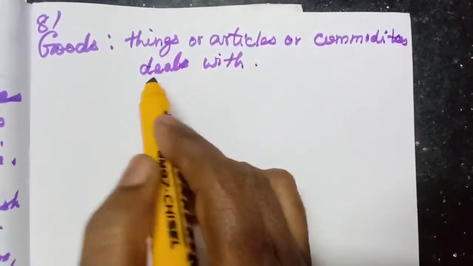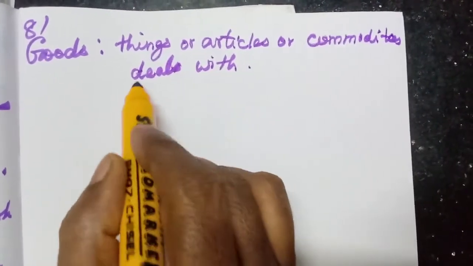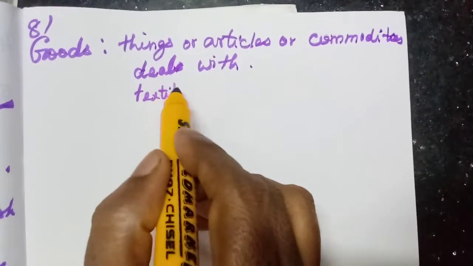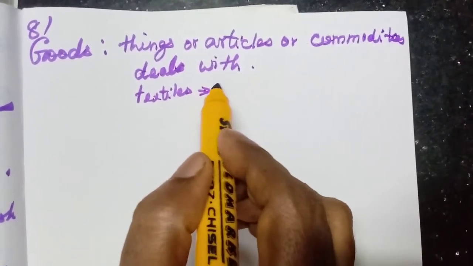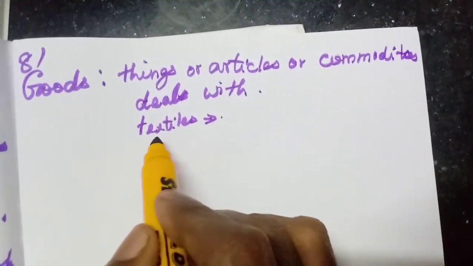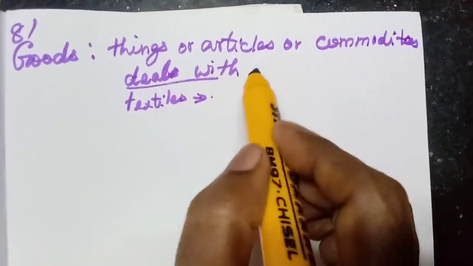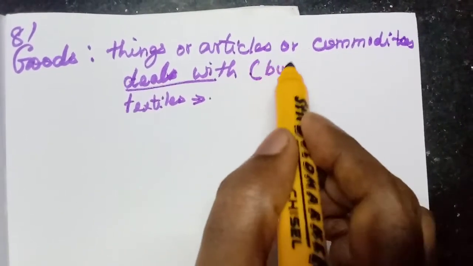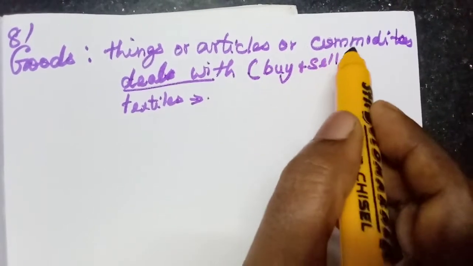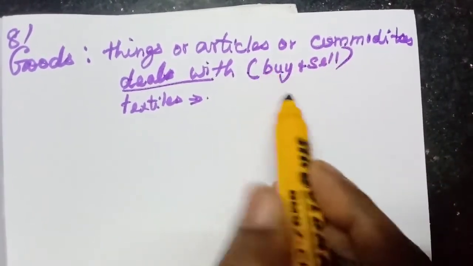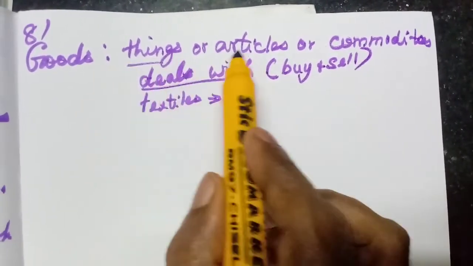For example, a textile shop will purchase textiles from various mills or maybe the wholesale shops. Why do they purchase this? For dealing. They will buy and sell. They will buy from the wholesale market and they will sell in retail. So both are happening. Buying and selling takes place with these goods.